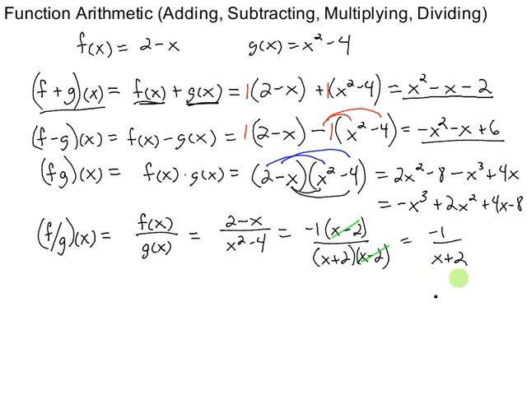Now your input could be anything. So for example, if I wanted to know f over g of 2, I would plug 2 in for x here and get negative 1/4. So you can plug numbers into these functions exactly the same way.